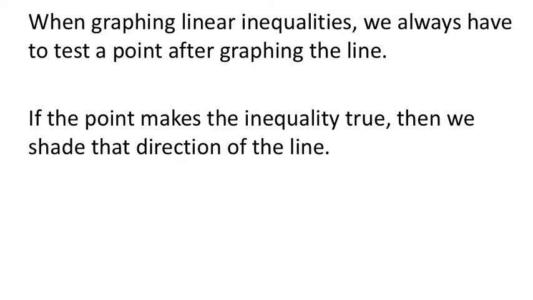Now, when we test a point not on the line, it may make the inequality false. We look back at the inequality, but we solve it as though it was true. We don't really care about the inequality at that point, but when we test, we are using the actual inequality. If it's false, you shade the other side of the line. If it's true, you shade the side of the line that the point is on.